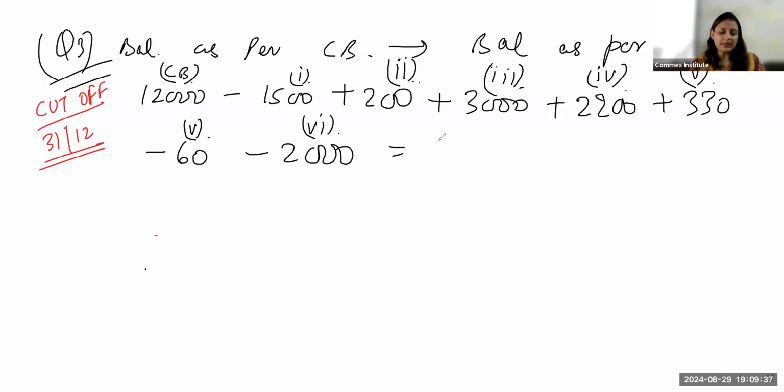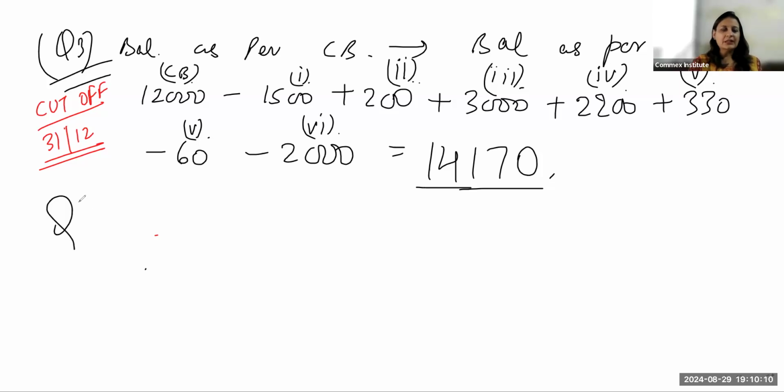Okay, so how much are we getting now? Let's do the total and find out the answer. So it is 12,000 minus 1,500 plus 5,400 plus 330 minus 14,170. Yes. So we've reached the passbook balance. Okay. Now, question number 4.